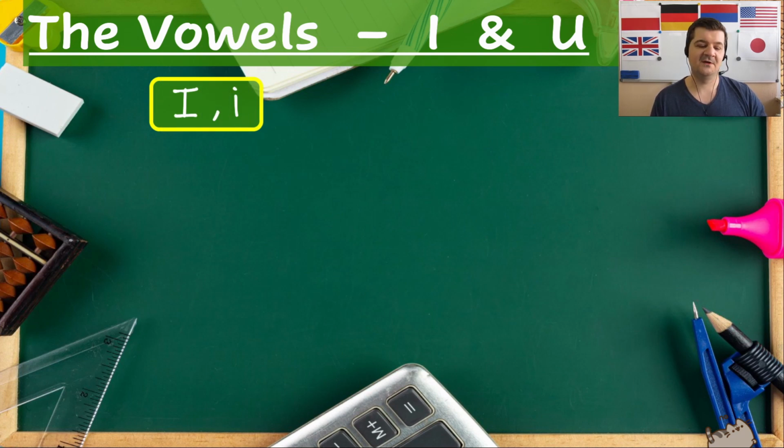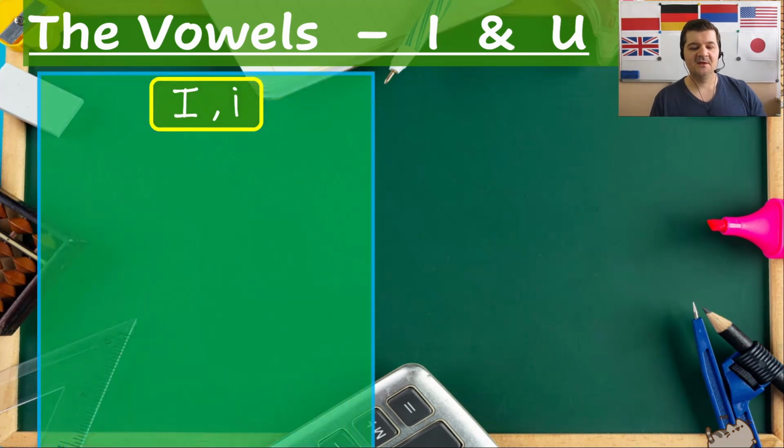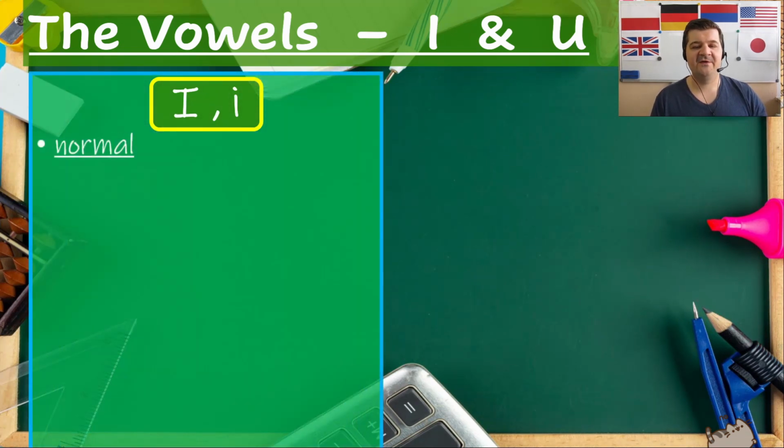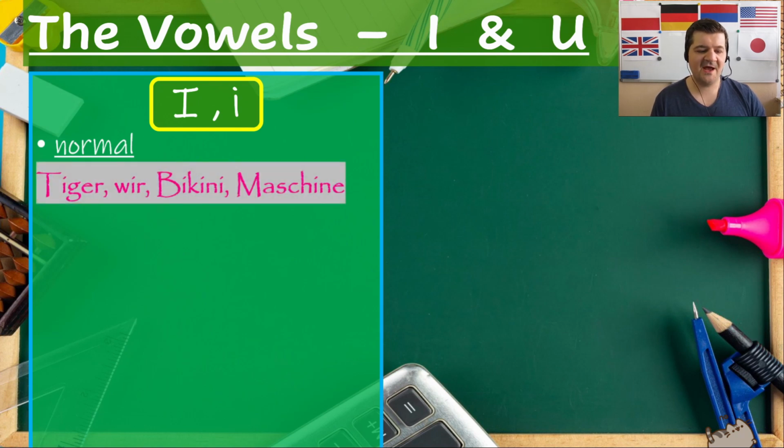We have here, for example, E. And E, I have to tell you, is a sound which is kind of normal by nature to be long, like longer than you expect it to be compared to the ones we had already. And you have, for example, in this kind of category, words like der Tiger, wir, Bikini, Maschine, die Maschine. And I forgot also for Bikini the article: der Bikini.